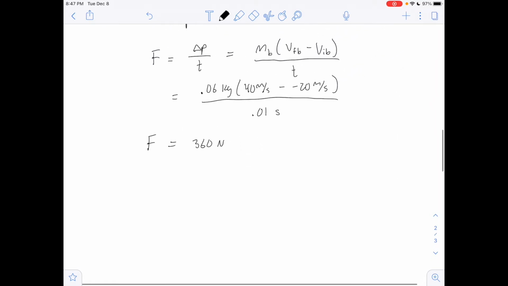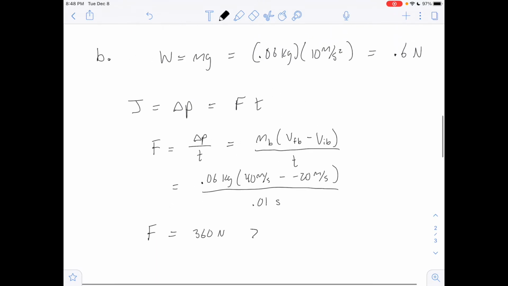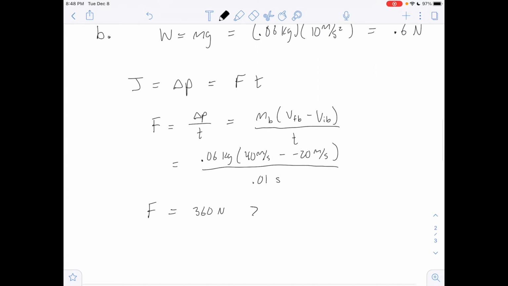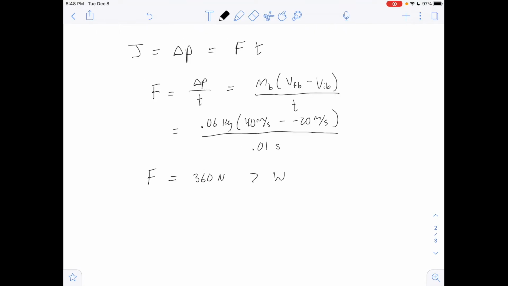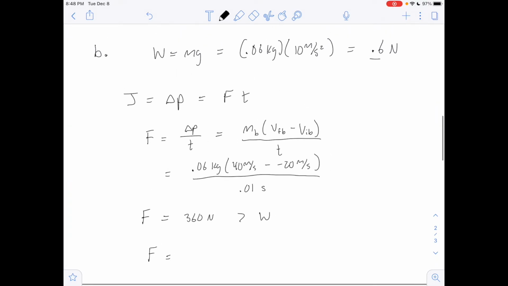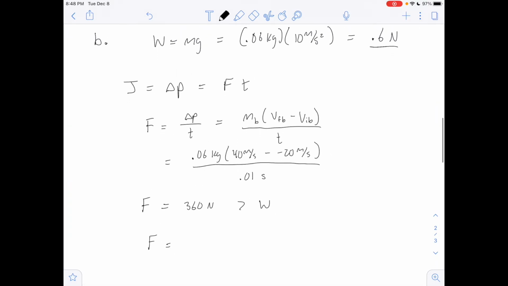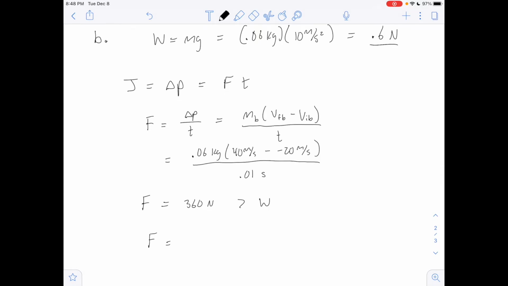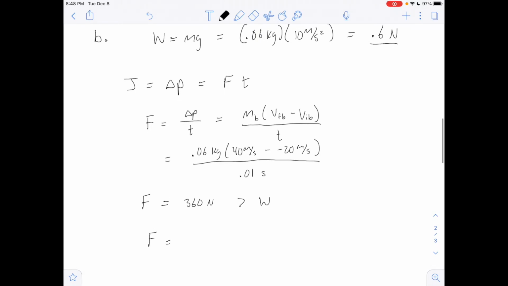And this is greater than the force due to gravity, or the weight of the object, which we found to be 0.6 newtons. You could also say that in order to go from 0.6 newtons to 360 newtons, you would have to multiply 0.6 by 600. So this force is 600 times its weight.